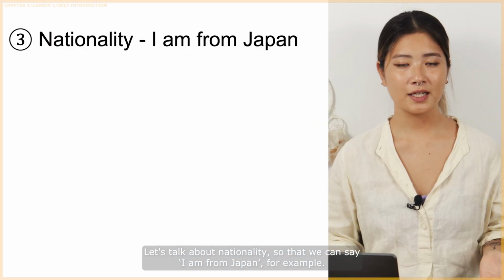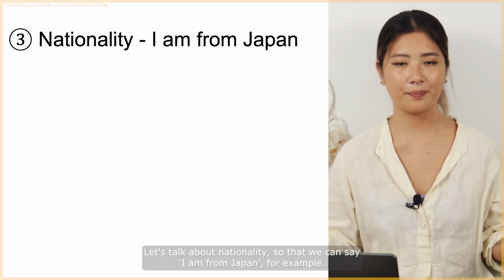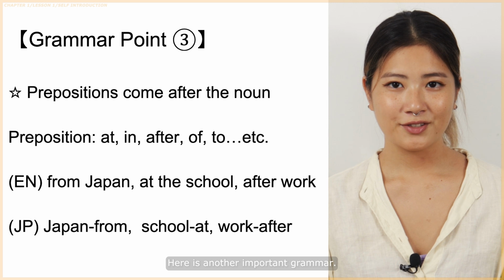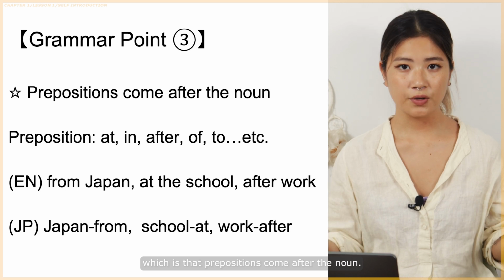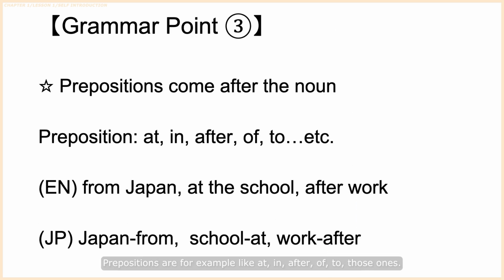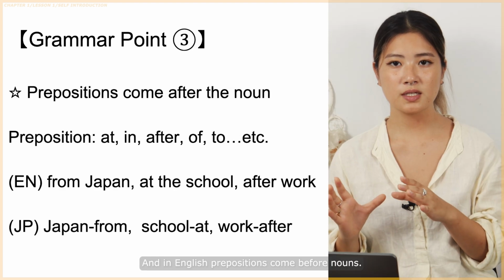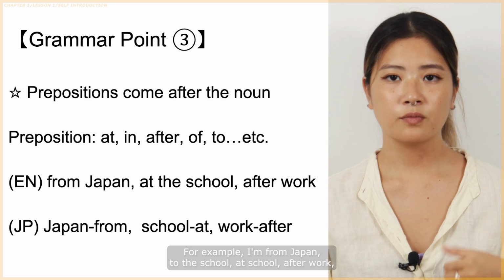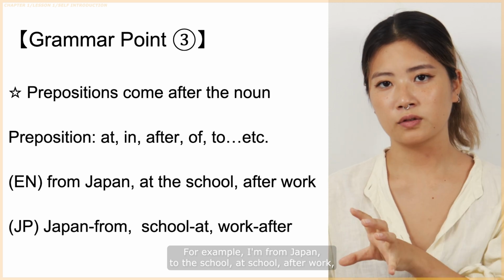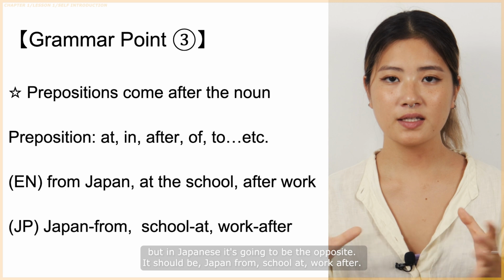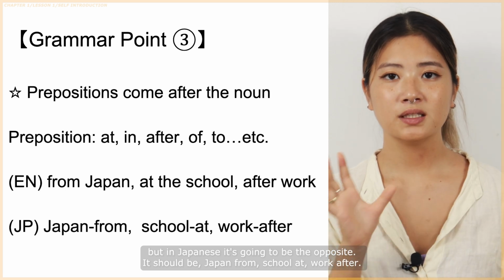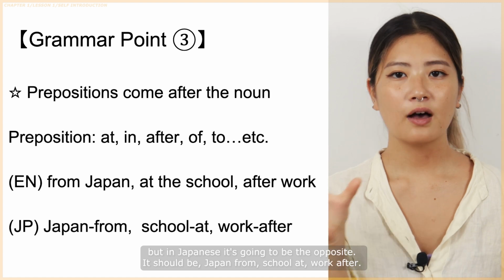Let's talk about nationality. So we can say I am from Japan, for example. Here is another important grammar. This is the last grammar we do in this lesson, which is prepositions come after the noun. Prepositions are, for example, like at, in, after, of, to, those ones. And in English, prepositions come before the noun. For example, I'm from Japan, to the school, at the school, after the work. But in Japanese, it's going to be opposite. So it should be Japan from, school at, work after.